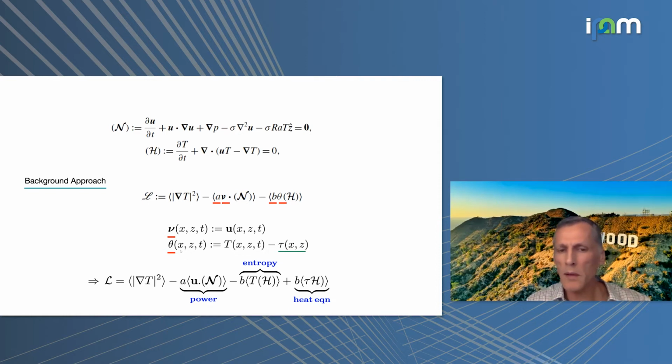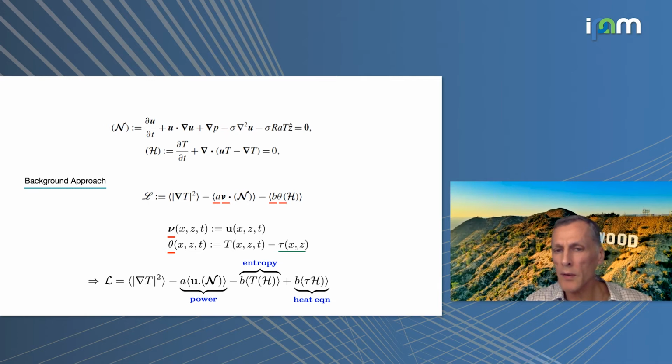Whereas if I link the Lagrange multiplier for the heat equation, theta, with the physical temperature and allow a little bit of wiggle room here in terms of this background field tau, then I can impose further constraints from the heat equation. And you can see underneath that if I substitute this expansion of theta into the Lagrangian, I get these three constraints. I get the power, I get an entropy, and then I get this last term, which is imposing the heat equation, as long as tau has dependence on X and Z.